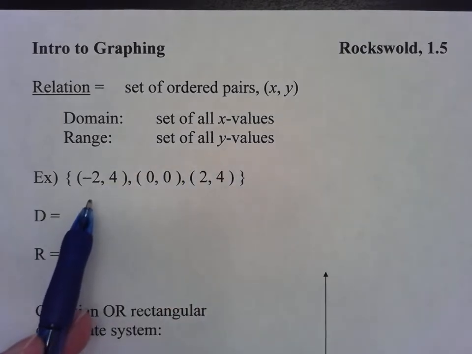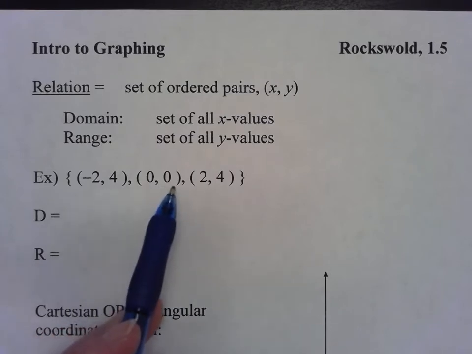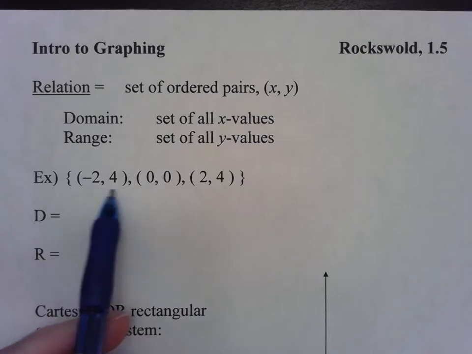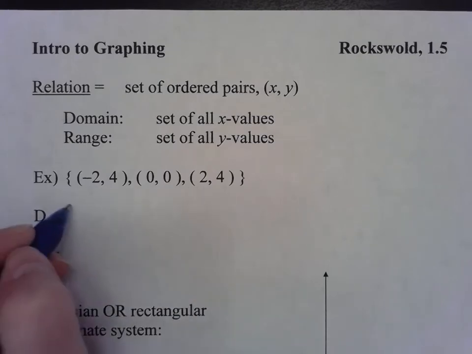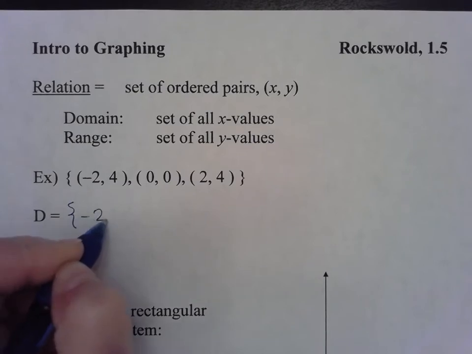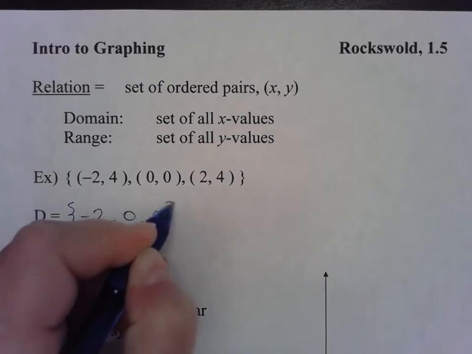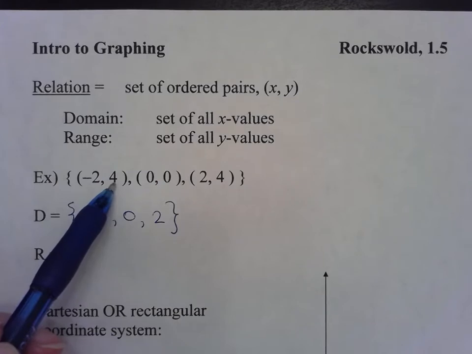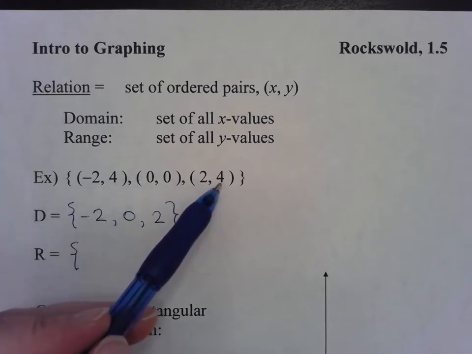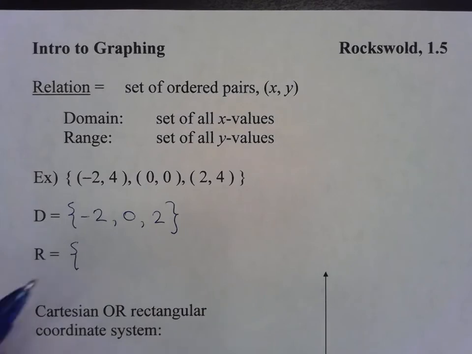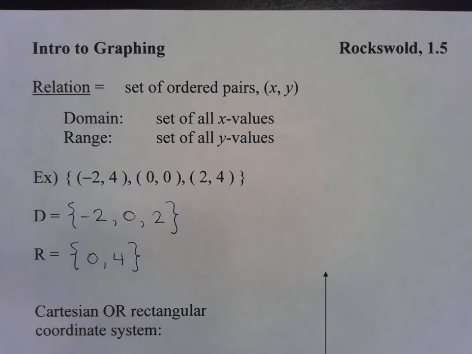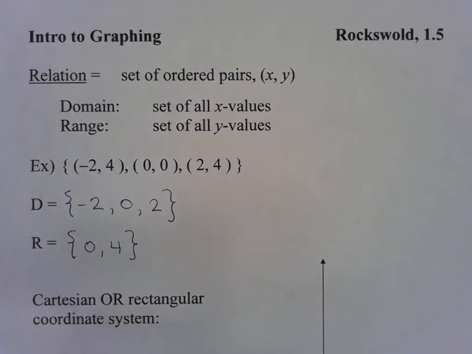So here's an example of a relation. Here are 3 ordered pairs. The first coordinates of each of them are the x's, so the domain would be just a list of all 3 x's we have. And the range would be the list of the y's. This time we have y values of 4, 0, and 4. Since the 4 is repeated, we don't have to list it twice. Listing it once is enough. If you list it twice, it's fine, but this is the convention.